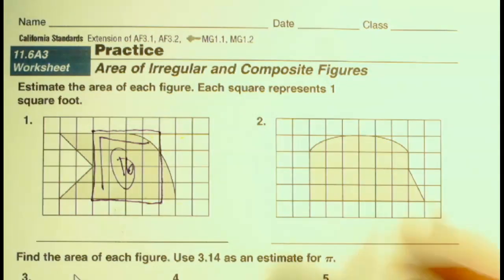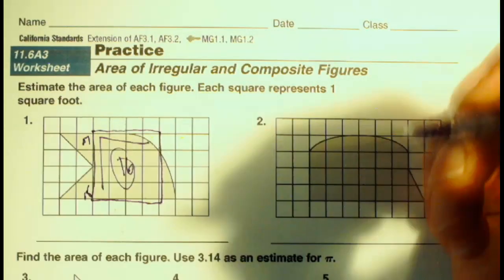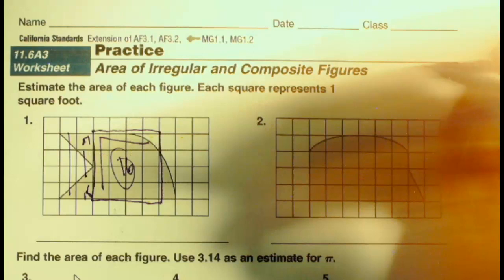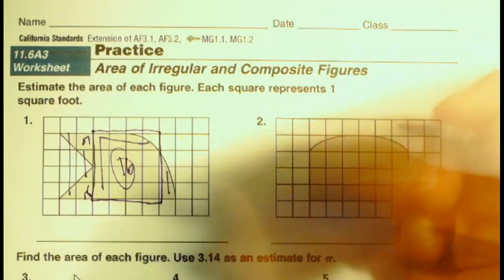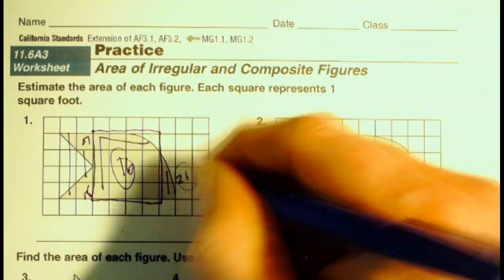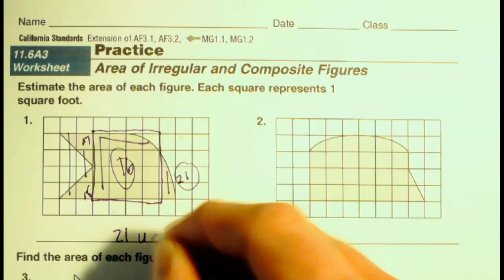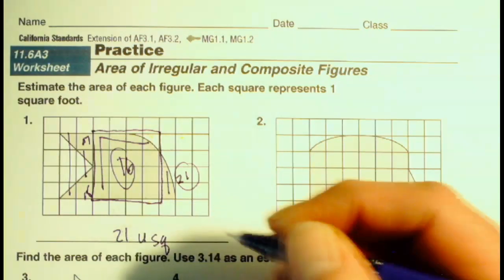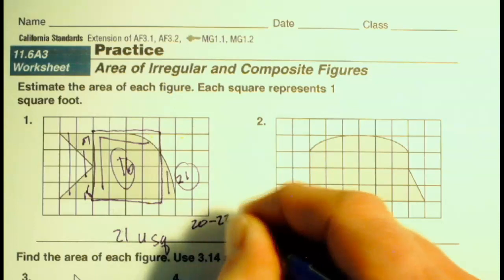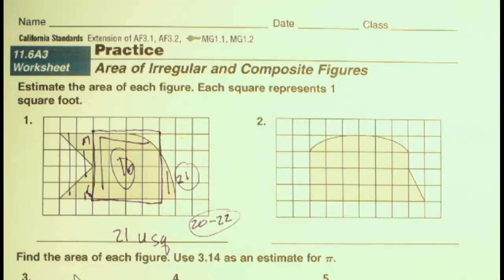And then let's see, I could call this 17. This would be 18 here. These two guys here would make 19. These two guys here would make 20. And then these two guys over here, I'd call that 1 squared too, so that gives me a total of 21. So this one would be 21 units squared. And I think if you came up with anywhere between 20 and 22 units there, you had a pretty solid estimate.